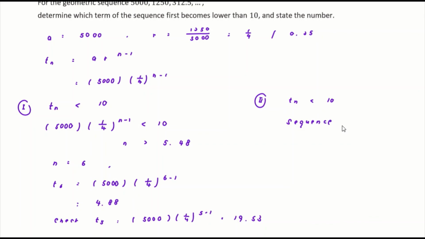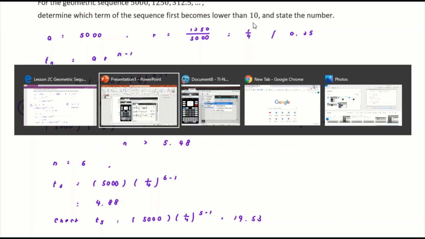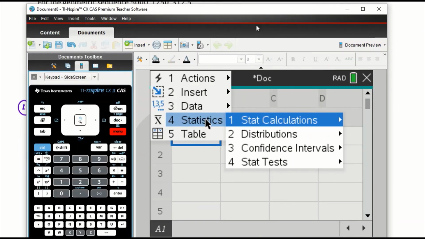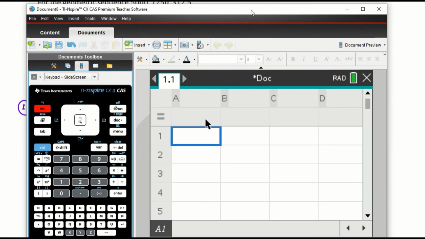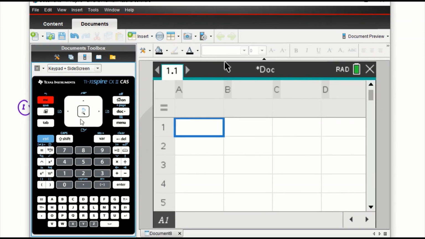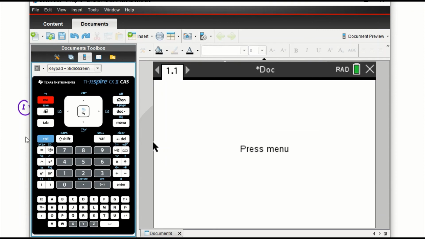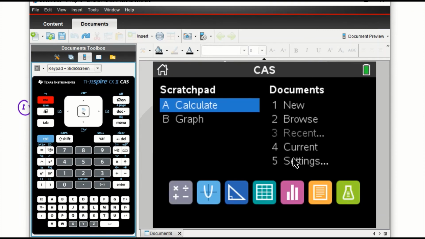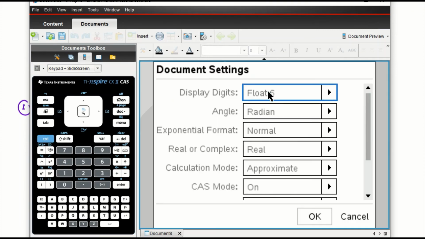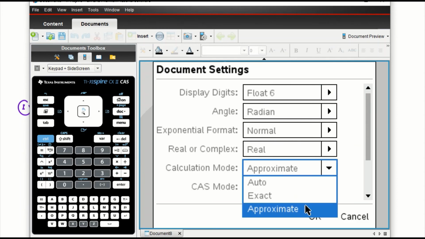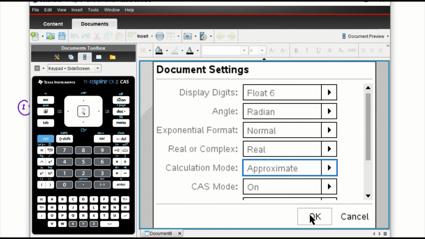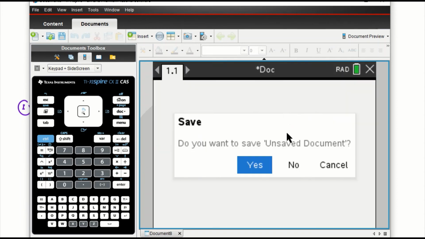Before you do that, you can see that with all these terms, even the one lower than 10, it's easier for us to deal with decimals. So when you go to your calculator, remember to change back to approximate. Still remember how to do that, right? Control, then exit. Then go back to your settings, then document settings, then change your calculation mode back to approximate. Then only after that you create.